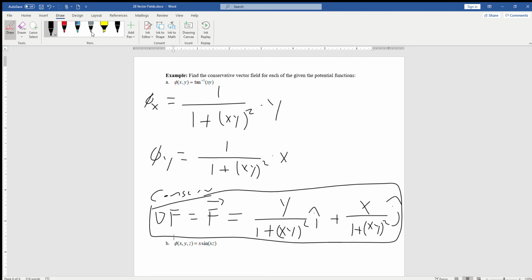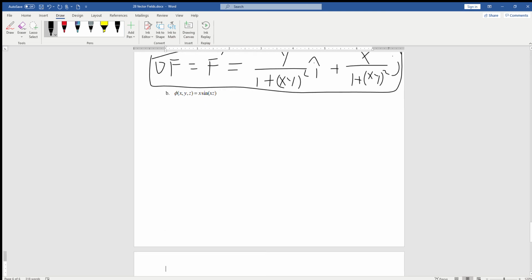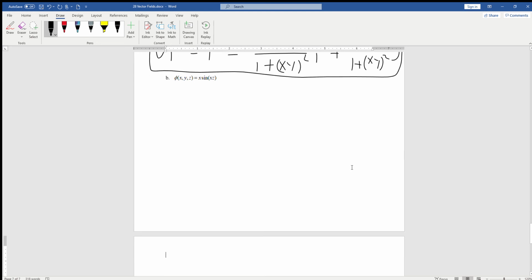We can even do it with a function in 3 dimensions that has 3 variables in it. Remember, at the beginning we looked at what it means to be a vector field in 3 dimensions. We're just going to have an x, y, and z direction for our vector field once we get it from the potential function.